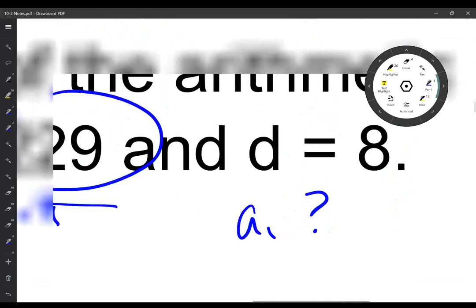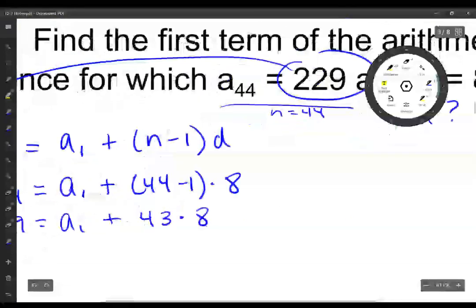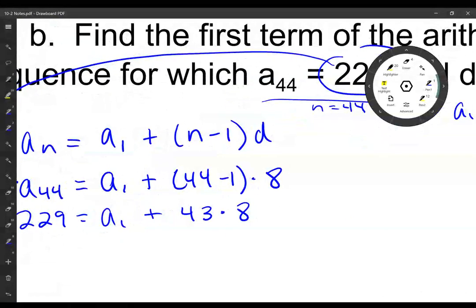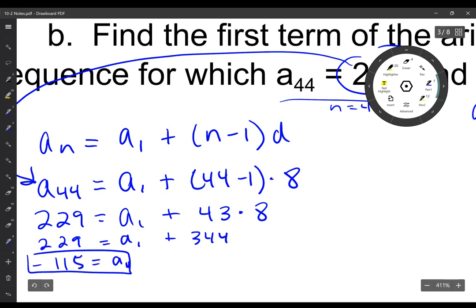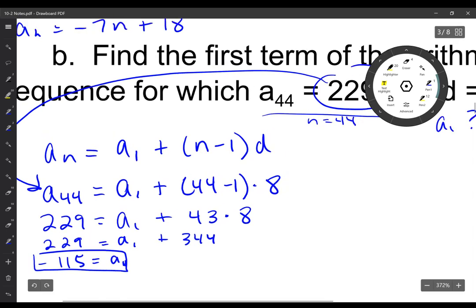And I lost that. Where in the world did that go? Okay, here it is. So 43 times 8, I want to multiply that. That's going to be, let's see, 344. And then I want to subtract that on both sides. And so negative 115 is a sub 1. And that's all it asks for. I could go back and write a rule for this, but I have my a sub 1, I'm done. I've answered the question.